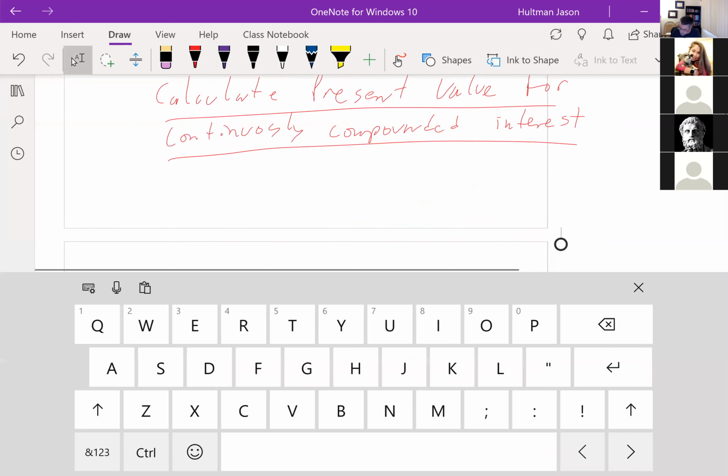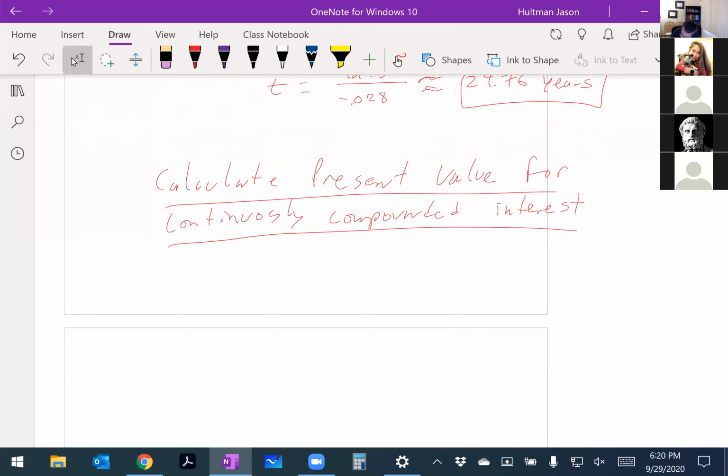Well, here's the deal. What was the formula for continuously compounded interest? Wasn't that the PERT account? A equals P e to the RT. And what did we say P was? What did we say P was? Principal. Isn't P?